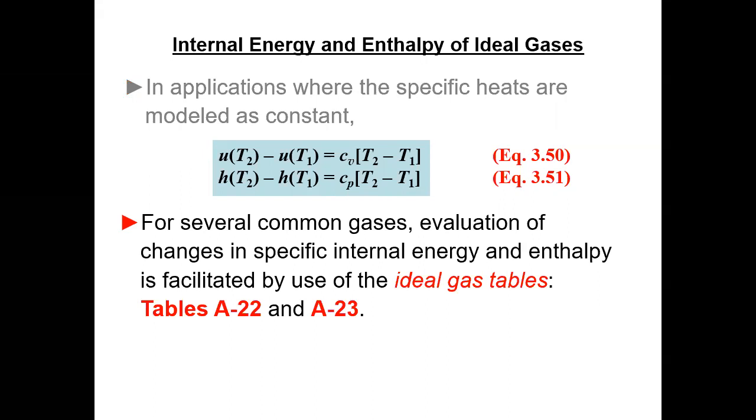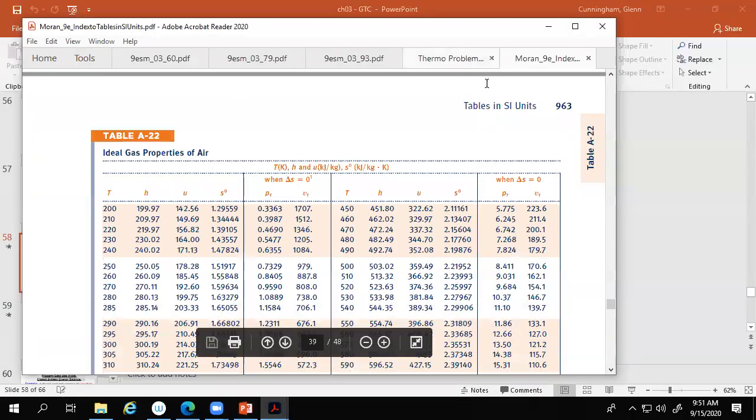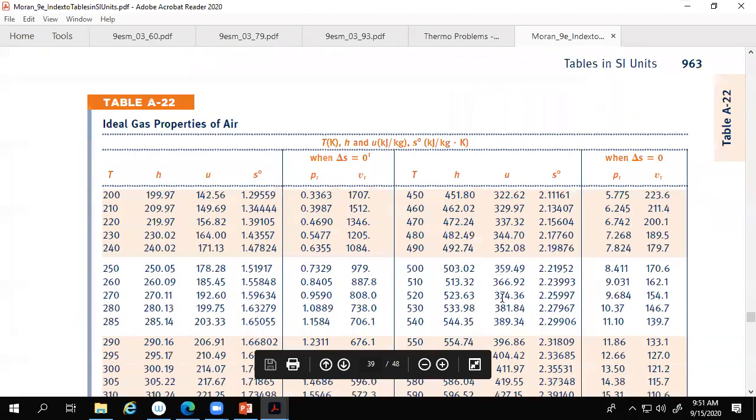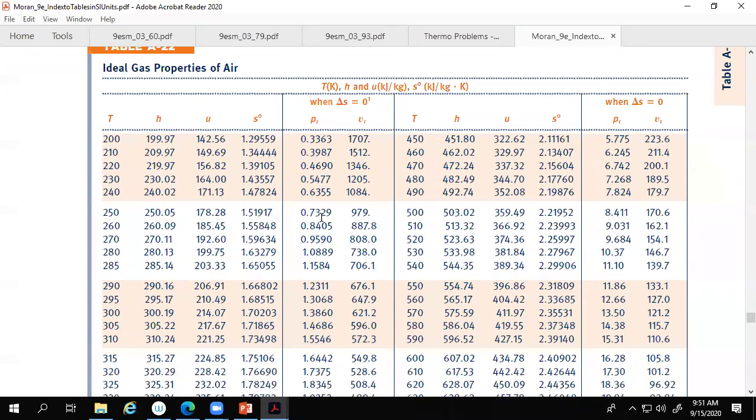For several common gases, evaluations of changes in specific internal energy and enthalpy are tabulated. Here I can show you, I pulled up some of those. There we go. Table A-22, ideal gas properties of air, pretty nice. And there's one in US units as well, so just be careful. Note we're in degrees Kelvin over here. 273 is 0 degrees C, something like that. But anyway, you can look up internal energy and enthalpy right here. These other things we'll deal with more later, but you've got nice tables.